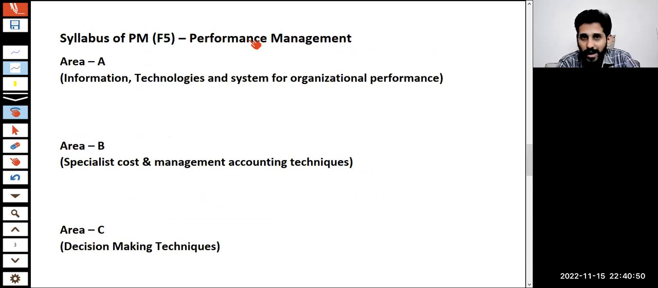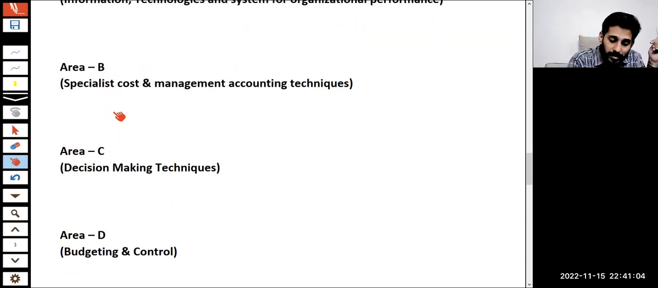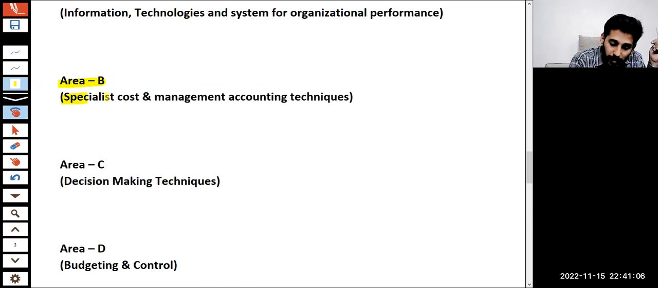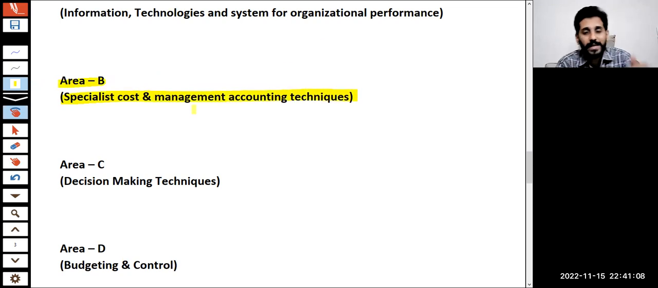See that this is the syllabus area. Section A is about information technology system. That is not as such important to be examined in CRQ. But yes, it may be possible that you will receive a few MCQs. This is section area B, specialist cost and management accounting technique.